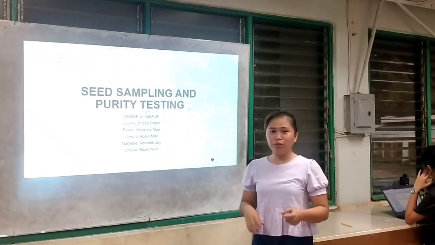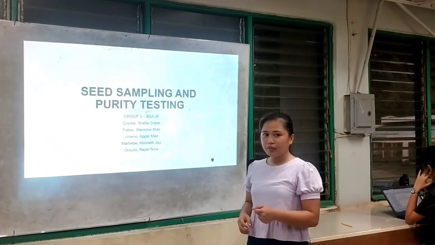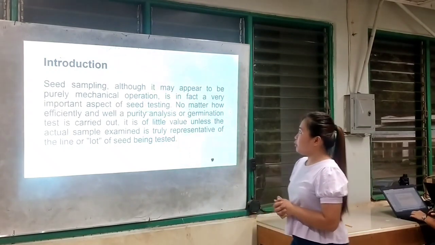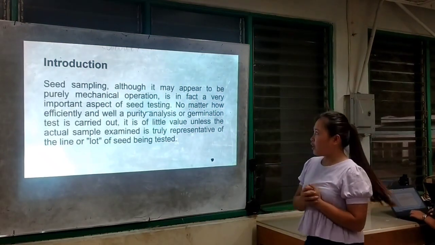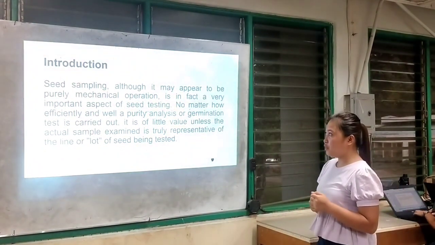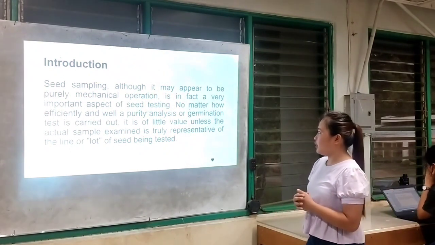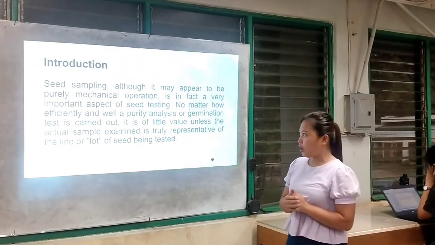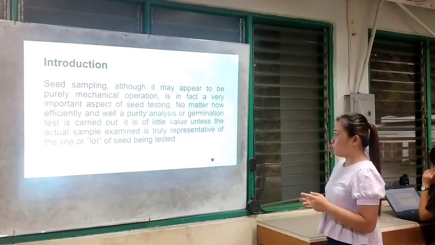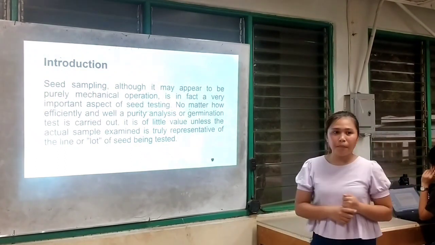So LLA number 6 is entitled The Seed Sampling and the Purity Testing. Seed sampling, although it may appear to be a purely mechanical operation, is in fact a very important aspect of seed testing. No matter how efficiently and well purity analysis or a germination test is carried out, it is of little value unless the actual sample examined is truly representative of the line or lot of seed being tested.